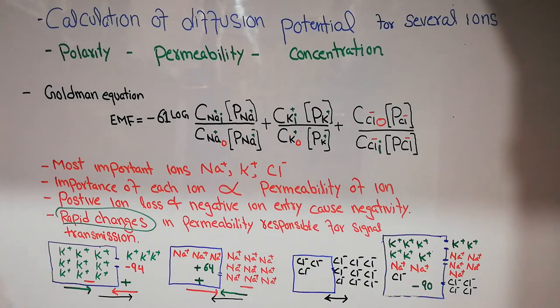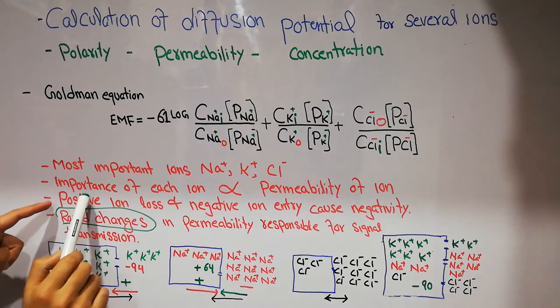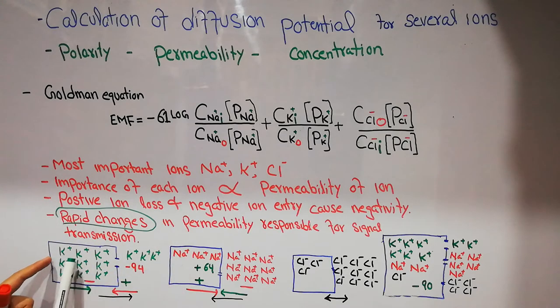In the last lecture, we discussed that if a cell is only and only permeable to potassium, then the potassium will go outside the cell because the concentration of potassium is more inside the cell and less outside the cell. But as soon as the potassium starts going out, it also brings some positive charge outside, and the extracellular environment becomes positive. While due to the positive ion loss, the intracellular environment becomes a bit negative.